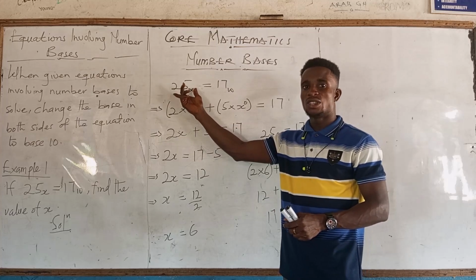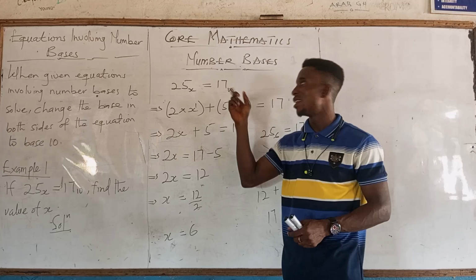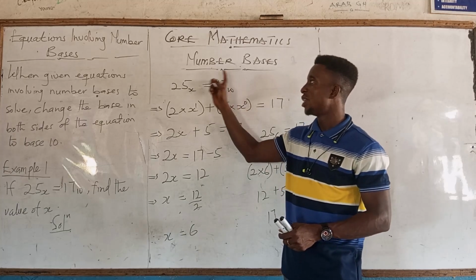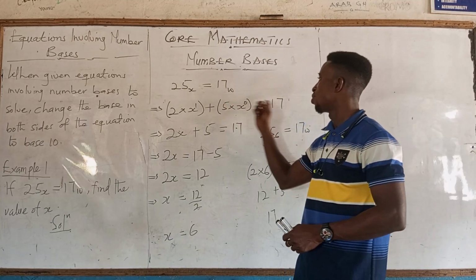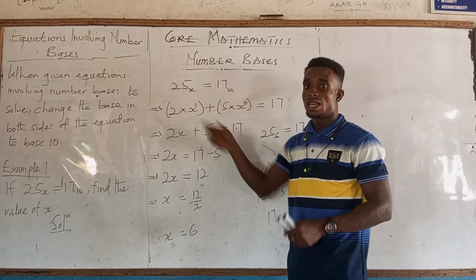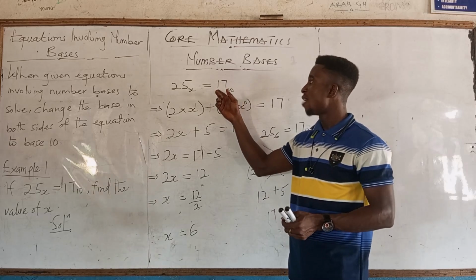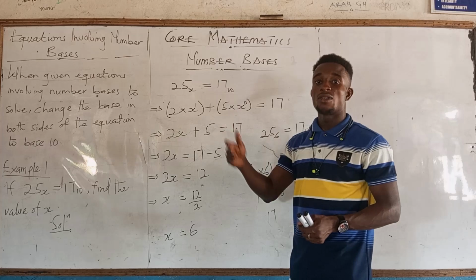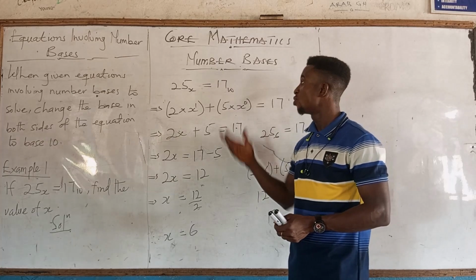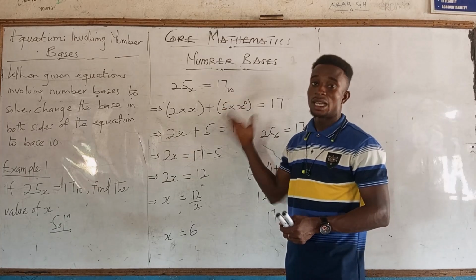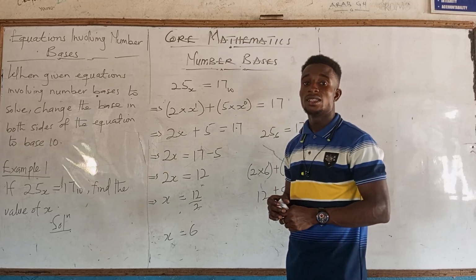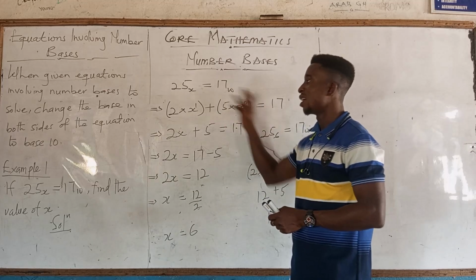So we were able to change this one because it is in the other base, and this one is in base 10 already. So we didn't do anything towards this one because it is already in base 10. And whenever we have a number in base 10, you can choose to bring the subscript 10 or you can choose to ignore it. Are we getting that? So that is that.